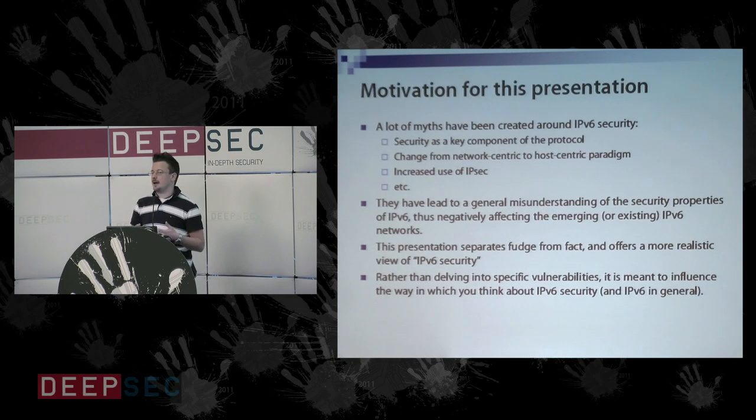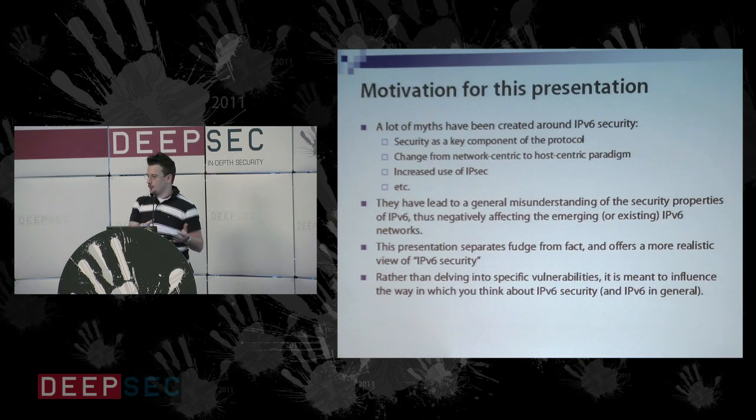From my perspective, they have had a negative impact on the existing IPv6 deployments and on the new IPv6 deployments that are emerging, basically because people start deploying IPv6 with wrong assumptions. So, for the most part, what I will try to do in this presentation is analyze most of these myths and see if they are actually true, if there's some truth to them, or if they are basically just myths and nothing more than that. And of course, because of the time constraints, I won't really get into specific vulnerabilities, but will try to influence the way in which you think about IPv6 security and analyze at a high level some aspects of it.